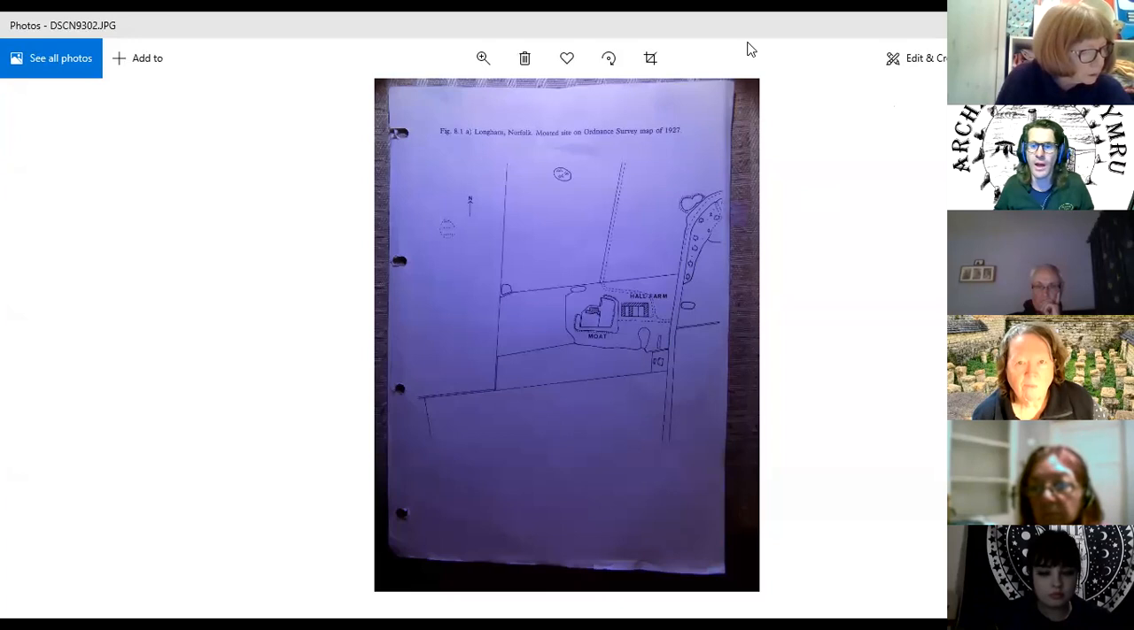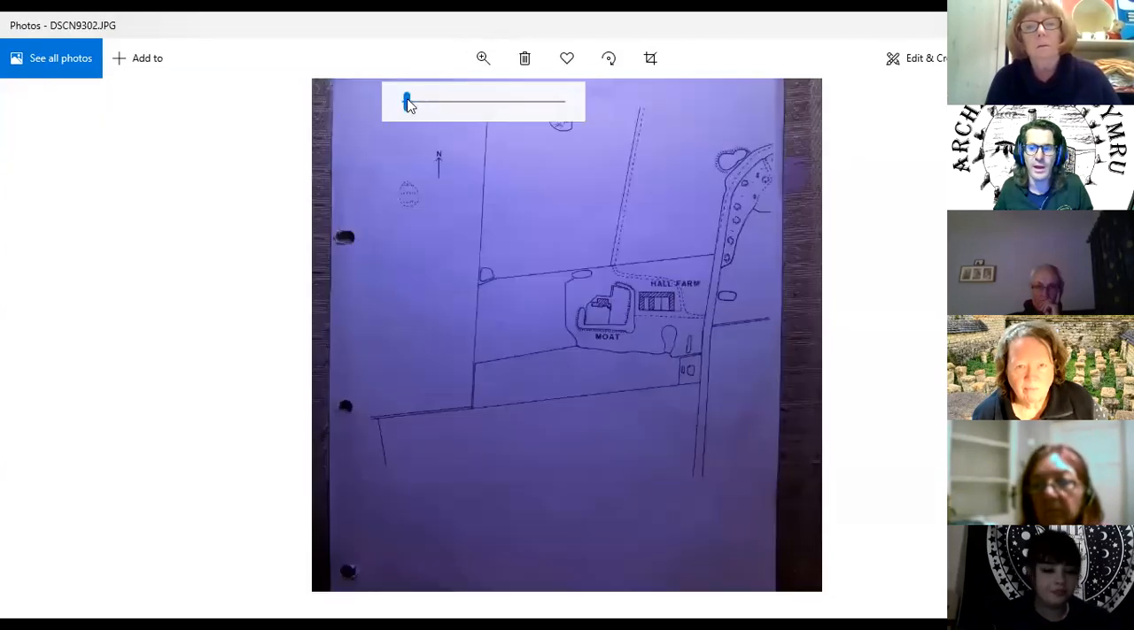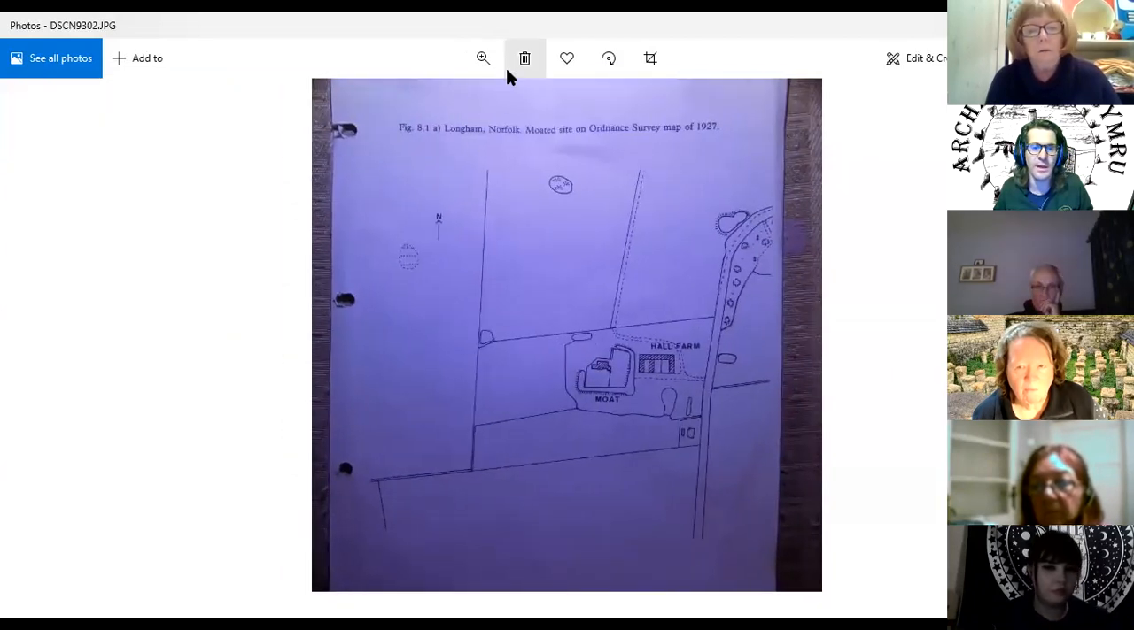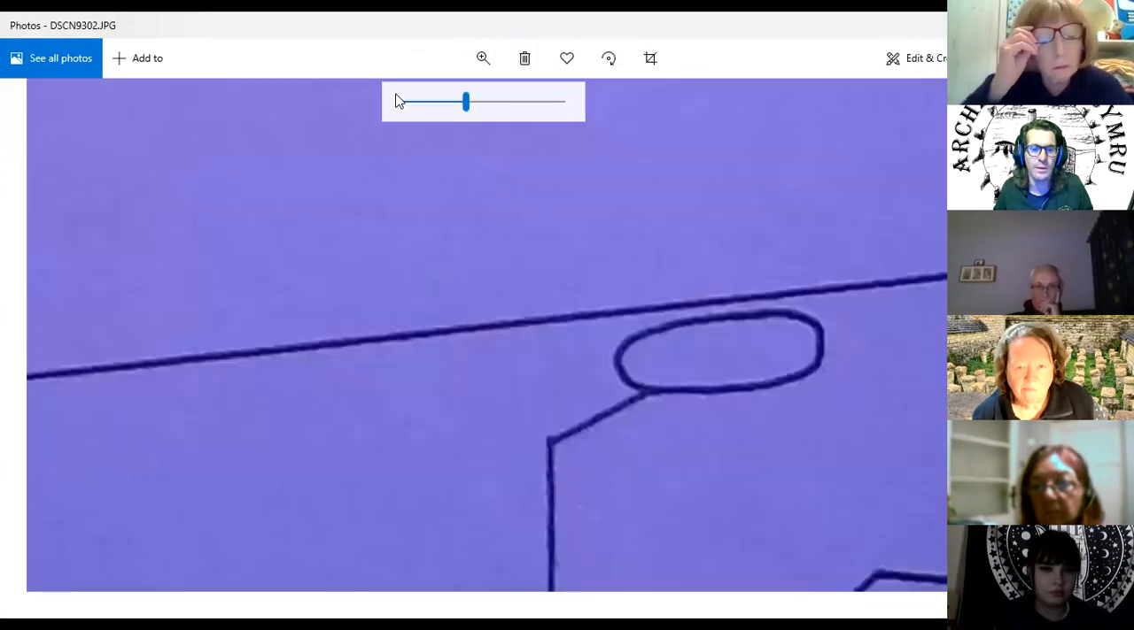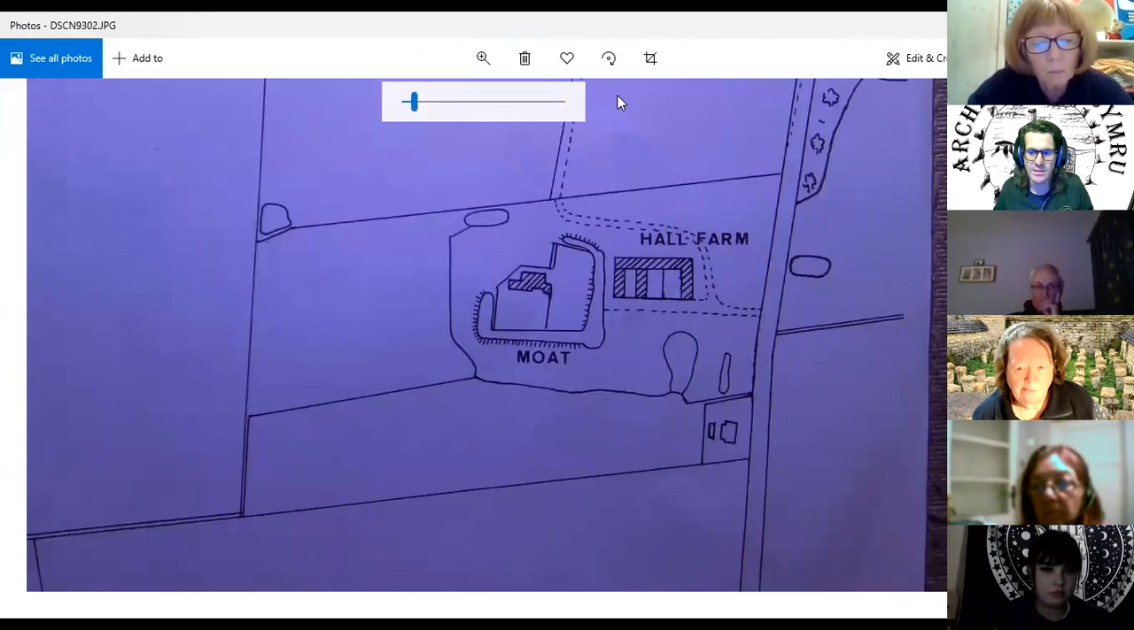So I'm going to get these as big as possible on the, that's a bit big. That's a bit more like it. So I'm going to zoom in a bit more. Too much. Good. That's nice, isn't it?